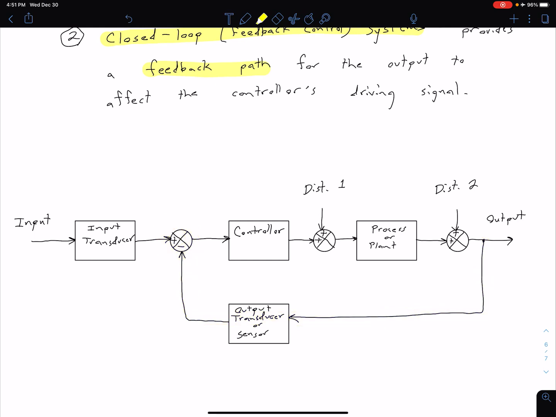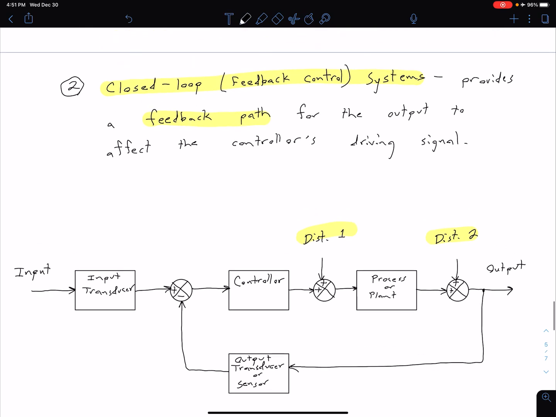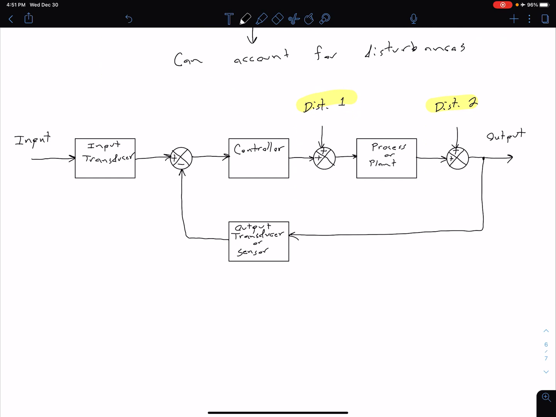Of course, it's on the other side of that input transducer, but remember that's just to get the input into the form we need for our controller. So now we can account for these two disturbances, disturbance 1 and disturbance 2, and we can make adjustments. So our closed loop system can account for disturbances. And so ultimately what that is going to mean is that with our closed loop system, we're going to have more accuracy. Our output signal is going to be closer to whatever our reference or our input is, because we're able to check along the way to make sure it's actually doing what we want it to do.